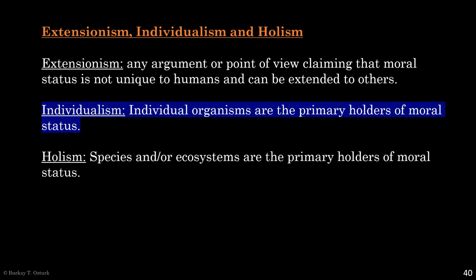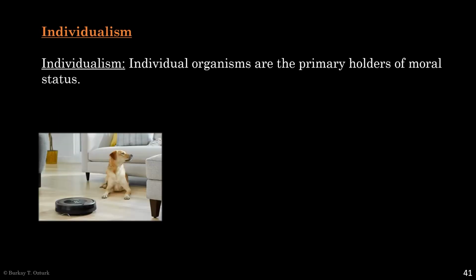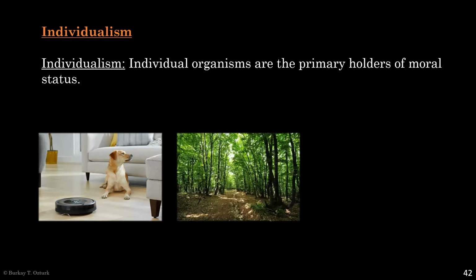Let's look at individualism a bit more closely. On individualism, the question, who should I save from the fire, has a sensible answer. The dog, as an individual organism, holds moral status. That's why you should factor him in your decisions. Explaining why systems of organisms matter is complicated on individualism. A forest, for instance, is nothing but the sum total of every organism making up the forest. Therefore, its moral status is just the aggregate of the moral status of those organisms.